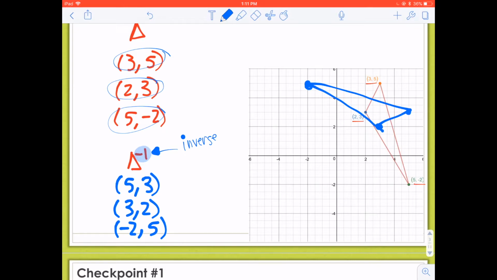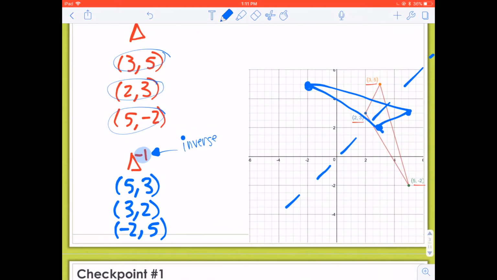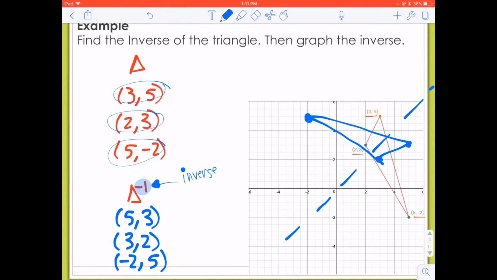It's the same shape, but it's just being flipped over the y equals x axis. So as a summary, all you had to do was flip the x's and y's. Again, all you had to do was flip the x's and y's and you found the inverse.